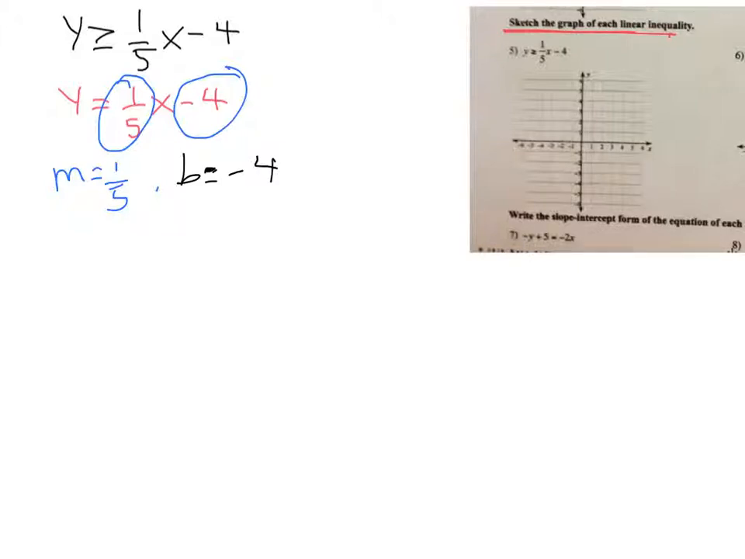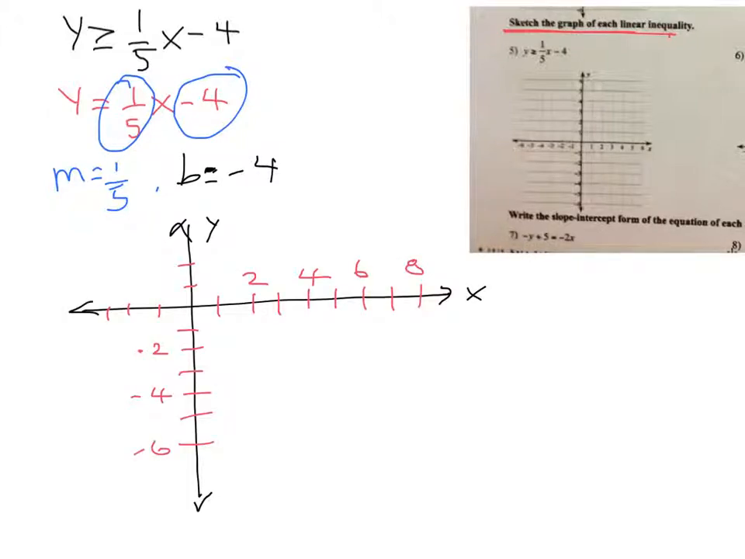So let's make a graph. Now that I have my graph, the first thing when I'm graphing a linear equation is I plot the y-intercept, which is the b. So the y-intercept is -4. That means I want to go into the y-axis where y is -4, which is right here where I'm pointing. That's my first point.